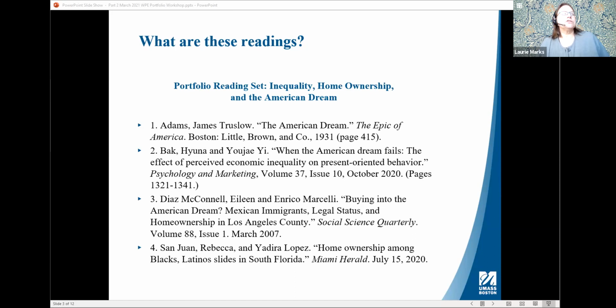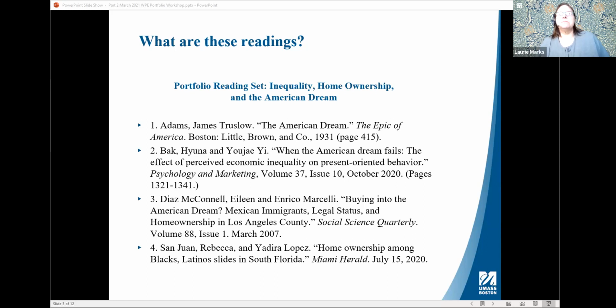The third selection is by Eileen Diaz-McConnell and Enrico Marcelli. The title is Buying into the American Dream, Mexican Immigrants, Legal Status, and Homeownership in Los Angeles County. So just as with the title of academic journals, the titles of essays tend to tell you exactly what their subject is.